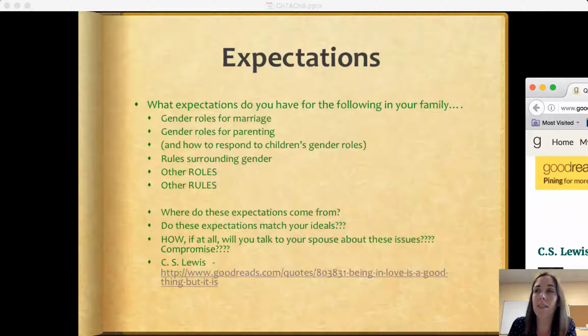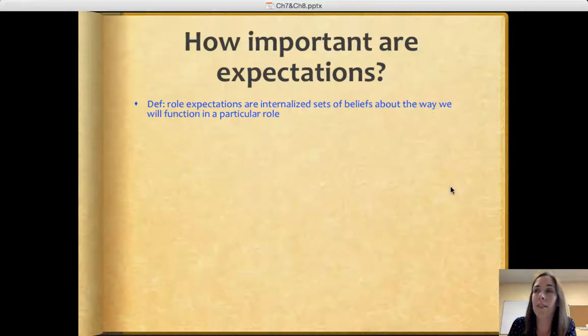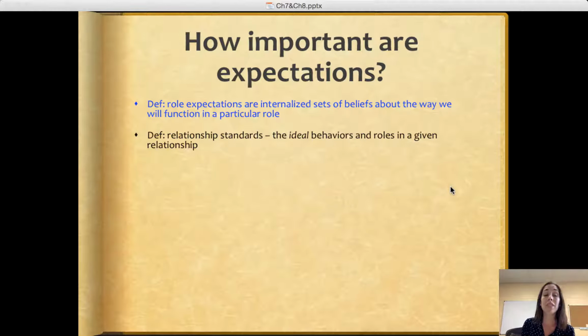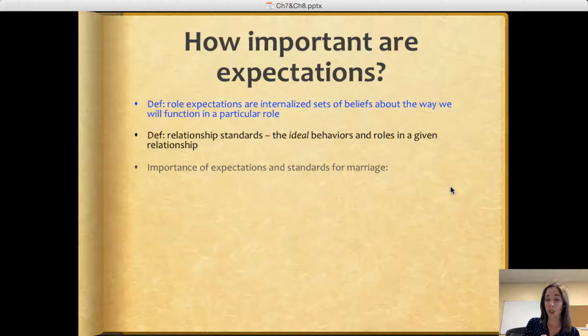How important are expectations? Well, role expectations are internalized sets of beliefs about the ways we will function. So an expectation is what I think will happen. Standards are a little bit different. Standards are what I think should happen. They're ideals. So think standard, should, S.S. Importance of expectations and standards for marriage.